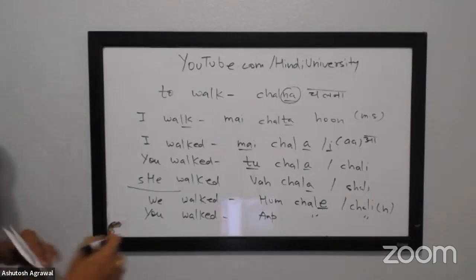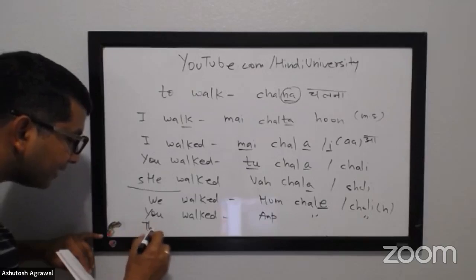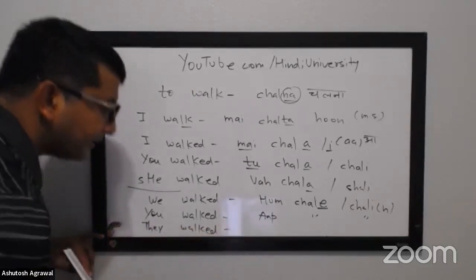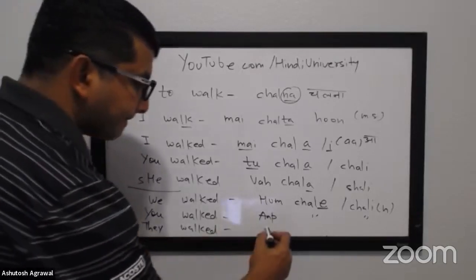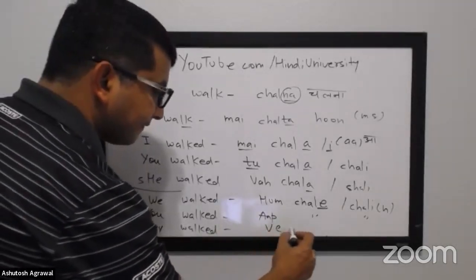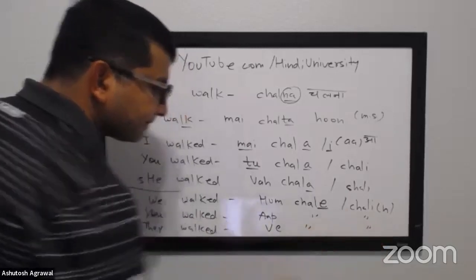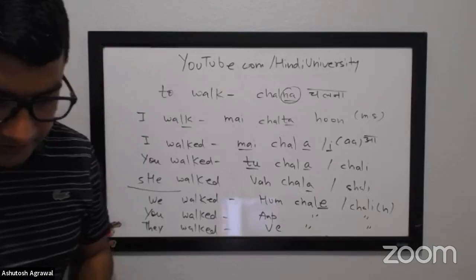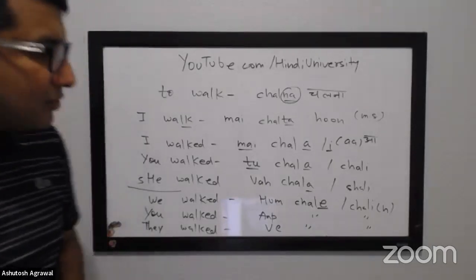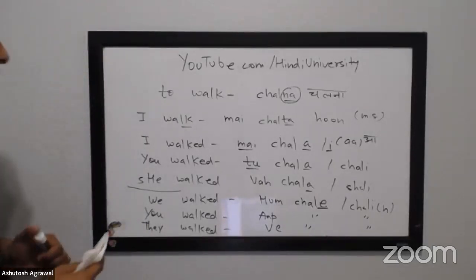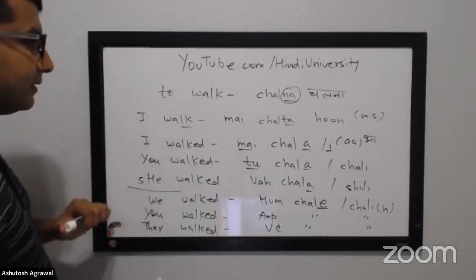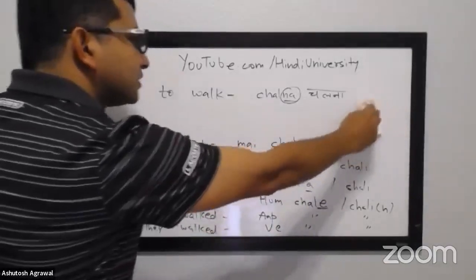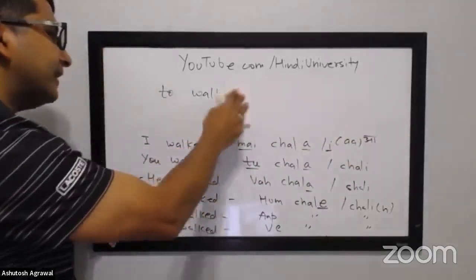And similarly, if you want to say they walked, that would be ve chale. Very good. Ve chale and ve chali. Same thing. Yes. So far, so good. Right? Simple. Okay. Now what I'm going to do is ask you a simple thing. I have it here so that you don't confuse it or forget it. And you can use the same pattern. Who can give me a new verb?